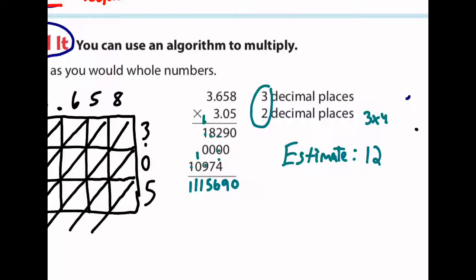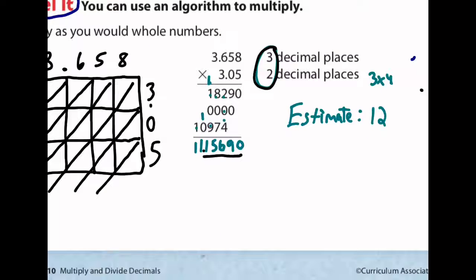All right, so now I'm going to place the decimal point. So remember, my 2 numbers I multiply, my factors, have 5 decimal places total. So that means my answer, my product, needs to have 5 decimal places. All right, see how I have 5 after? Now, does my answer make sense? If I put my decimal there, my answer is 11.5.